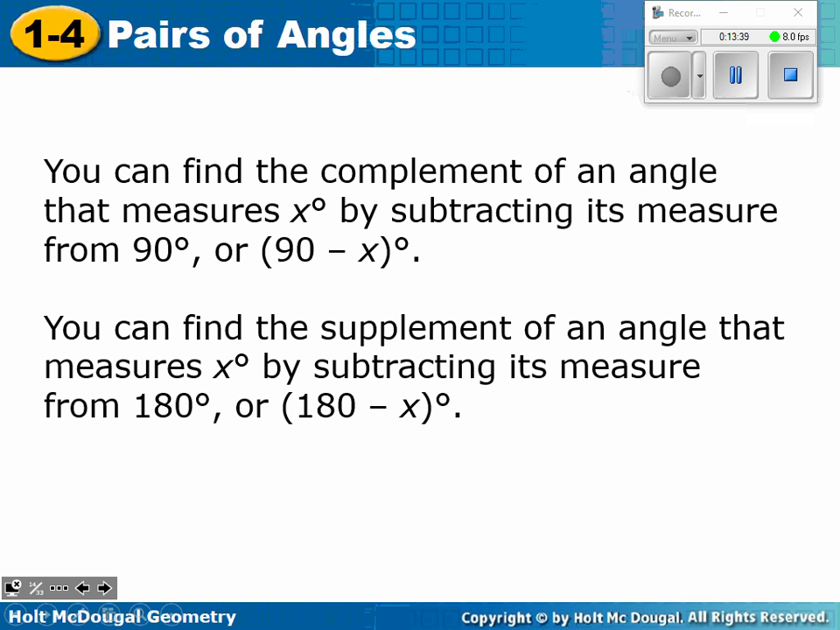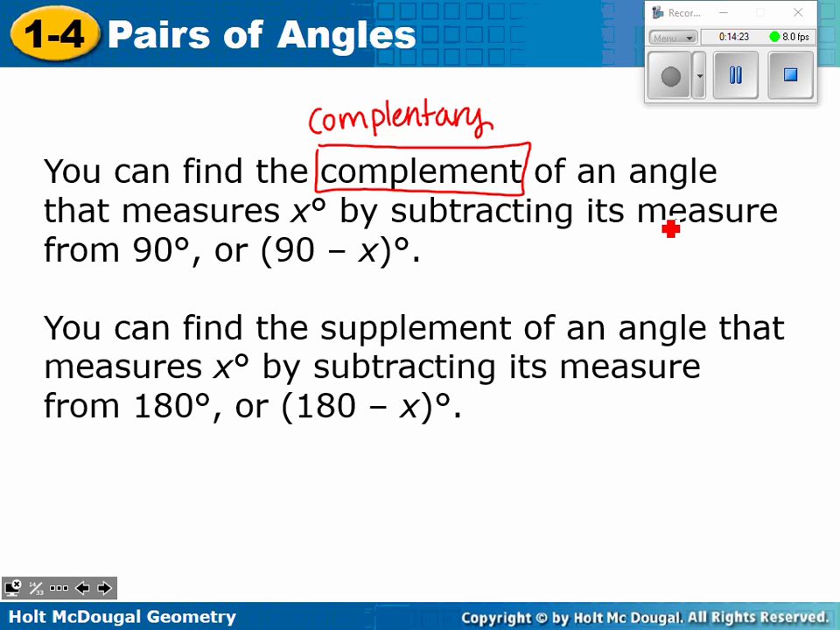Now, this becomes the harder part, and the questions on the test that I typically see students miss. So pay close attention. You can find the complement of an angle. There's a difference between complement and complementary. Complementary means two angles that add to be 90. The complement is just one of those angles. So for example, I'm going to start off real simple. If I have a 30-degree angle, what is its complement? 60. If I have a 50-degree angle, what is its complement? 40.